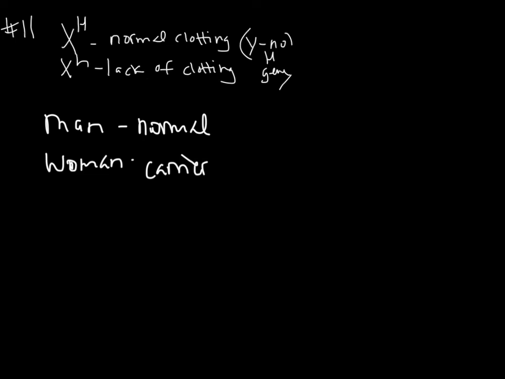We have a man that's normal clotting and a woman who is a carrier, which means she is also normal clotting, but her father had hemophilia most likely. They want to know the ratio of boys and girls separate. What are the phenotypic and genotypic ratios?